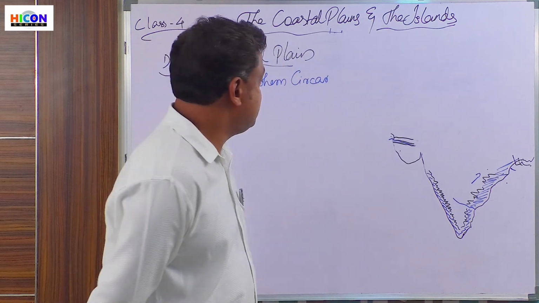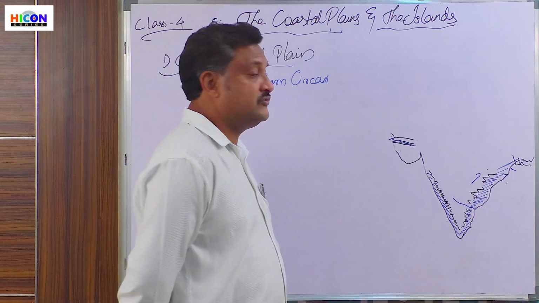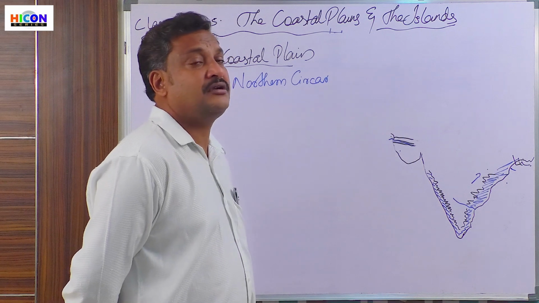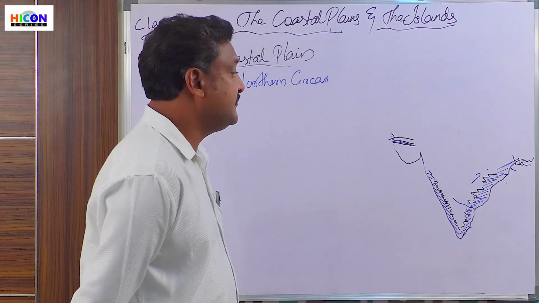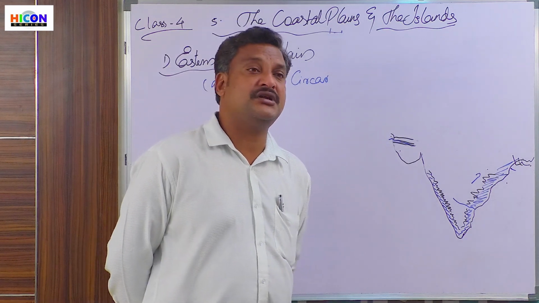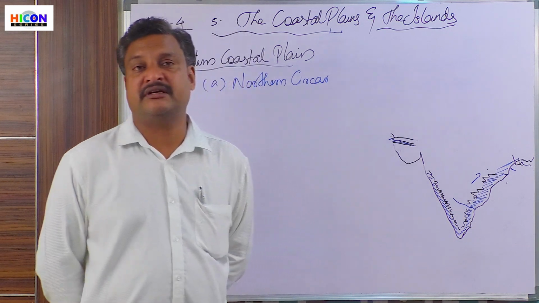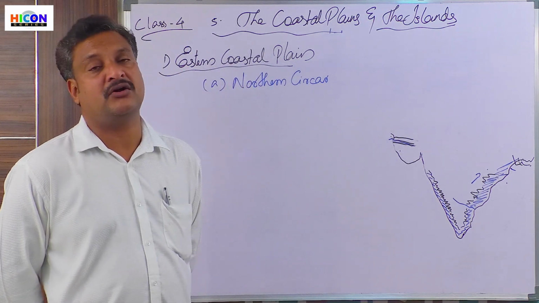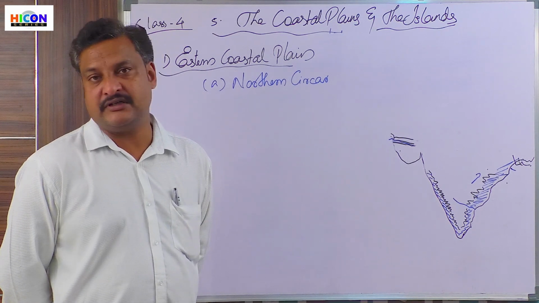So the first section of the eastern coastal plain is called the Northern Sircar. The Northern Sircar is on the eastern coastal plain of India from the Sundarban Delta in the north until the river Krishna in the south. The region in between river Krishna and the Sundarban Delta is called the Northern Sircar.